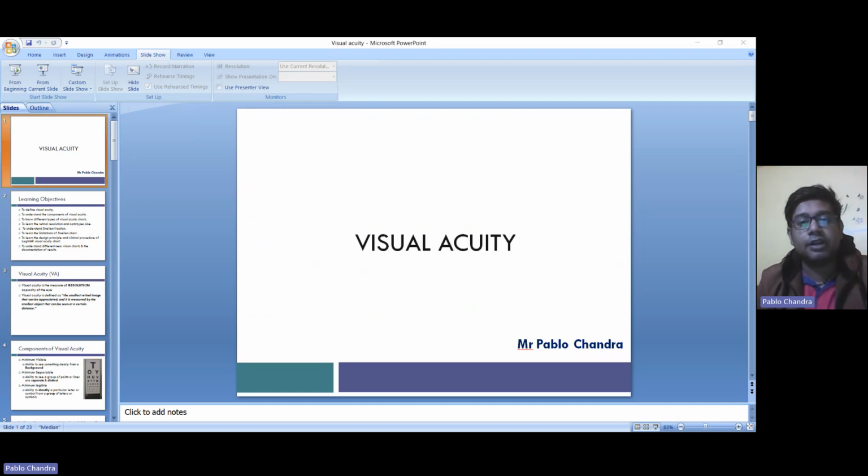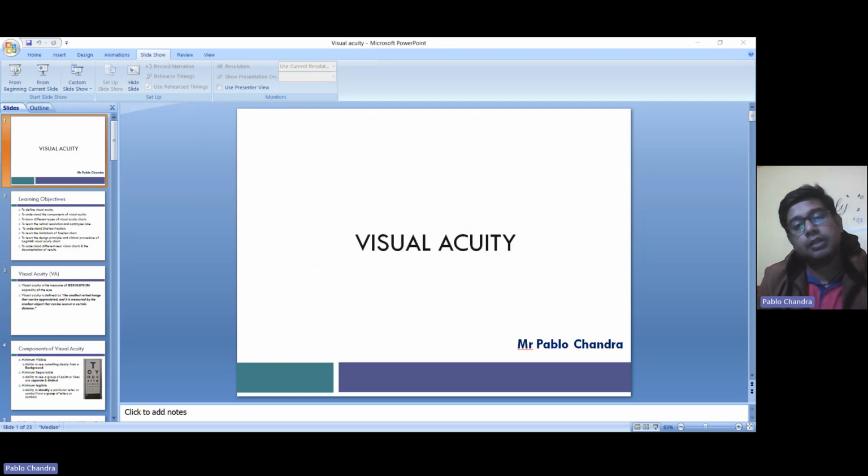Next is to learn the retinal resolution and optotype size. Until and unless we understand what retinal resolution and the optotype types are, we will not be able to know the real reason of visual acuity, and that is very important. Next is to understand the Snellen fraction. The Snellen chart is one of the most important charts, where we will understand the Snellen fraction, how it is used and what the main components are.